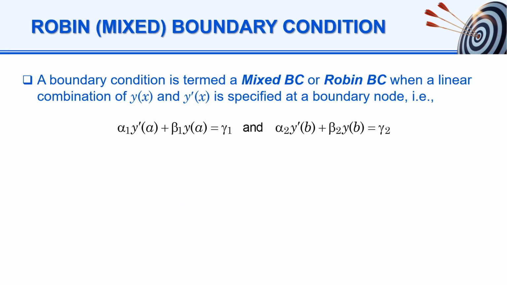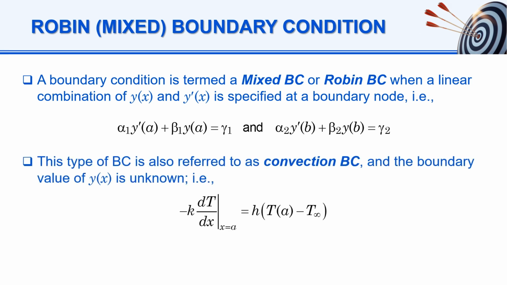A boundary condition is termed a mixed or Robin boundary condition when a linear combination of y and y' is specified at a boundary node, for instance. This type of boundary condition is also referred to as convection boundary condition, and the boundary value of y is unknown, i.e., where h, k, and T infinity are constant.